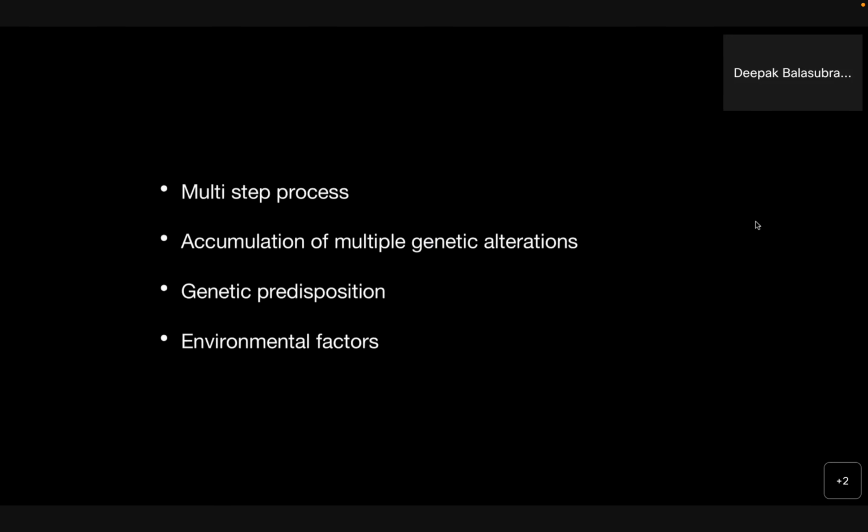So in conclusion, head and neck squamous cell carcinoma is a multi-step process. There is accumulation of multiple genetic alterations. There is a genetic predisposition for these patients, and environmental factors play a huge role in the initiation and progression of oral squamous cell carcinoma and other head and neck squamous cell carcinomas.